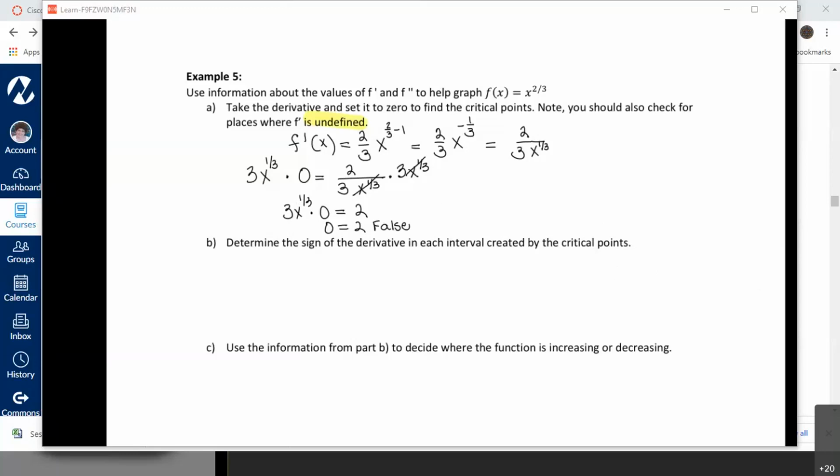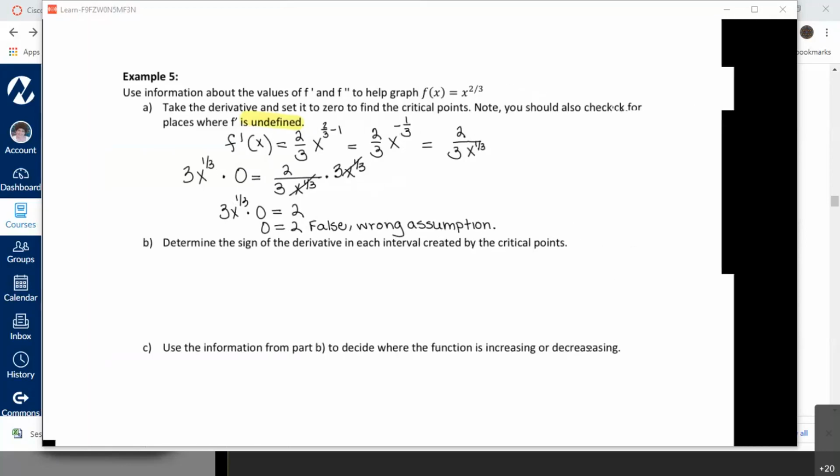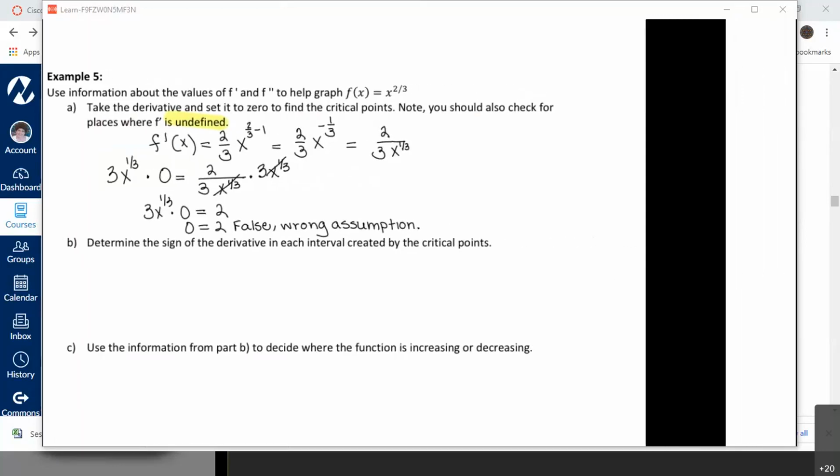A false statement tells you you made a wrong assumption when you started. Now, what was that wrong assumption? The wrong assumption was that you could solve the equation for x. That's what you tried to do. You set one side to 0 and said, oh, let me solve for x. That was the wrong assumption. There's no solution.